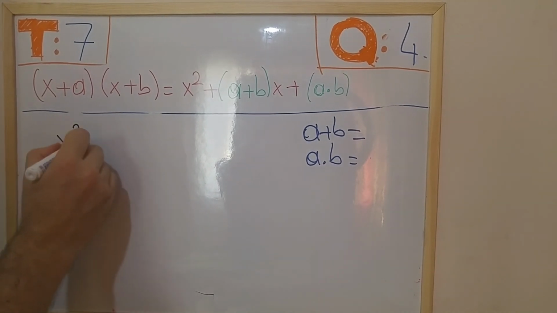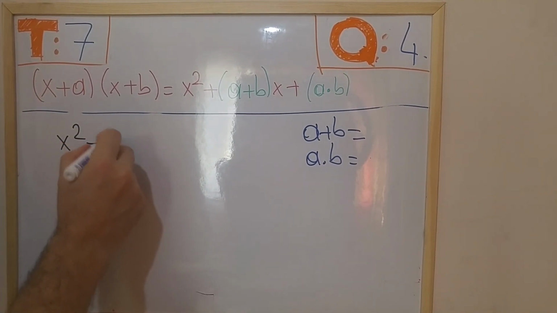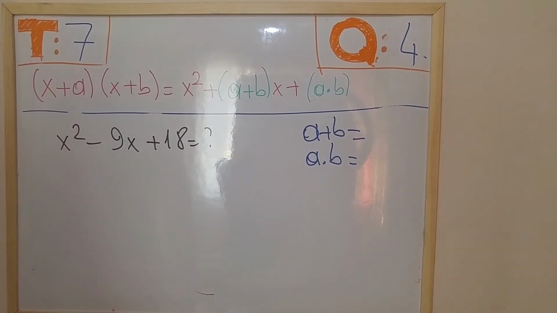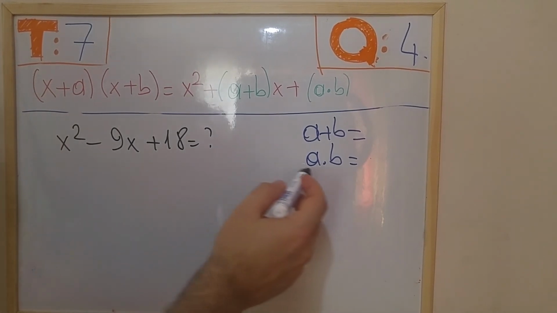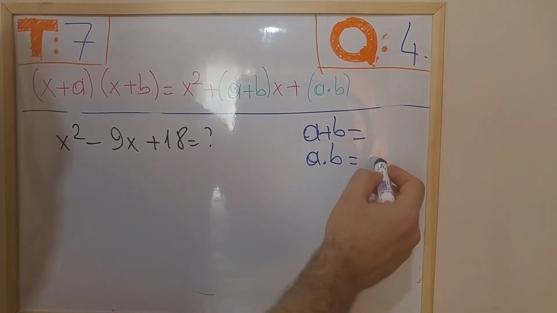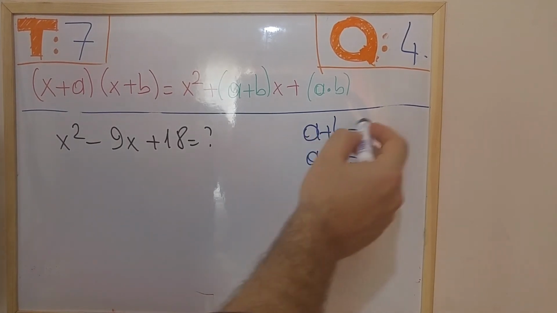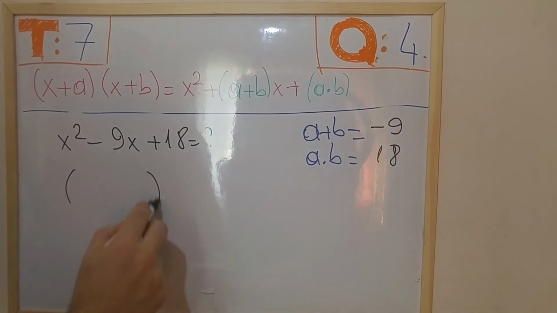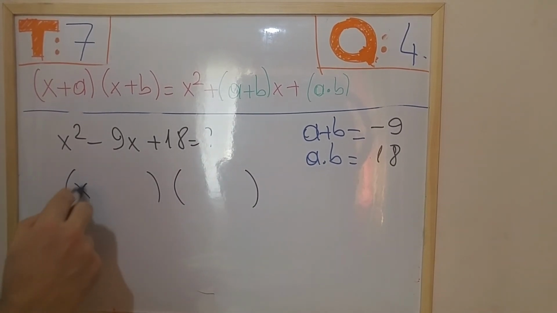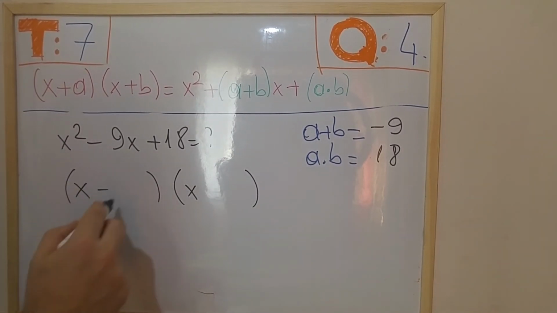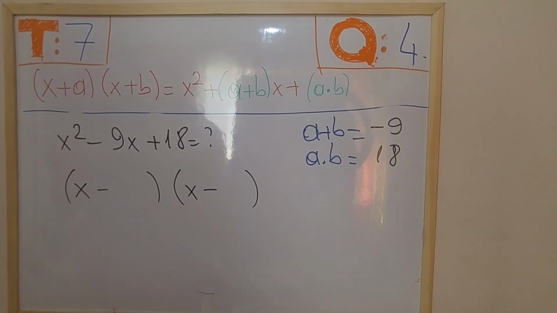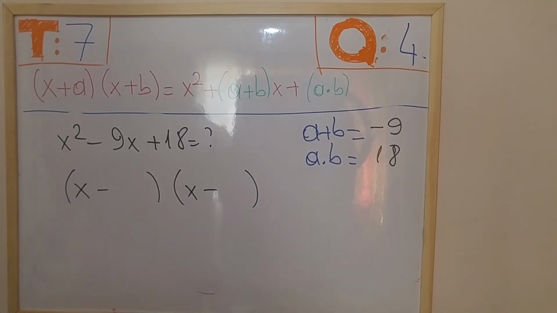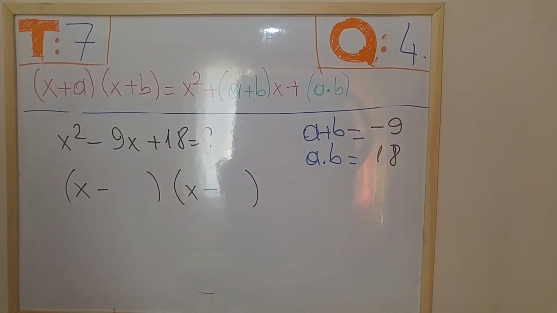Here's the next question. X squared minus 9x plus 18 is equal to what? As we see here, the multiplication of these two numbers must be equal to 18, and the sum of these numbers must be equal to minus 9. So we can easily say that these two numbers are negative both, so that their summation is negative and their multiplication is positive.